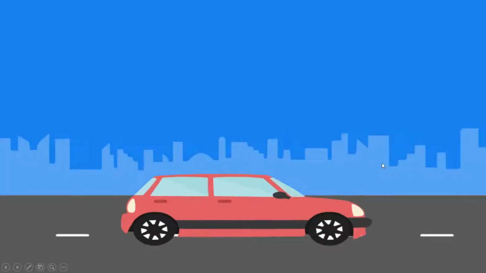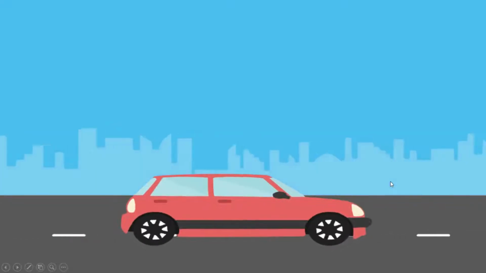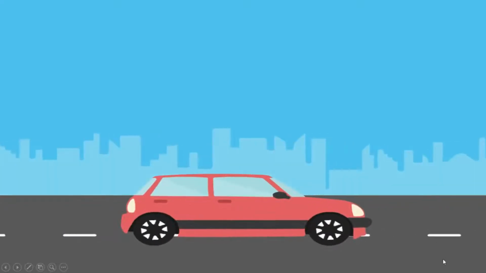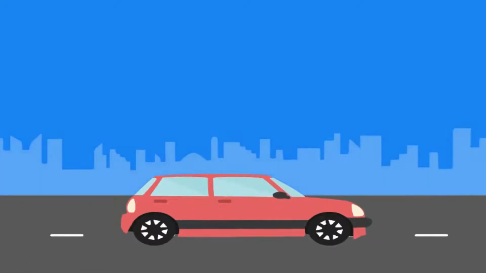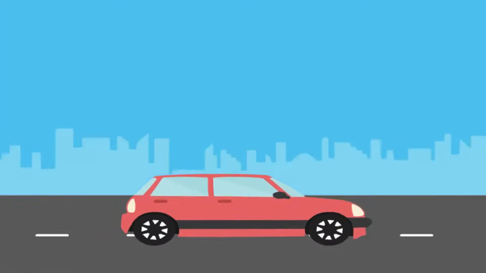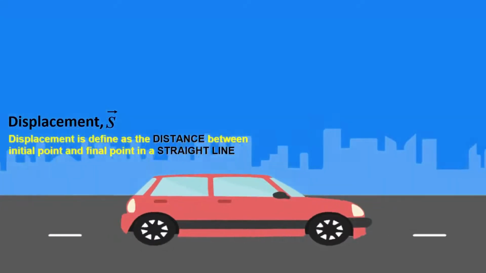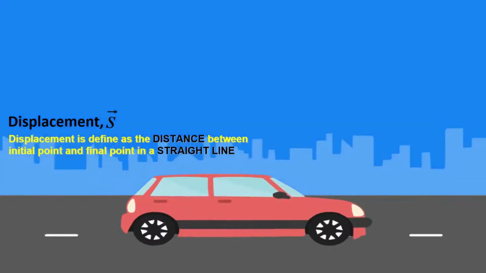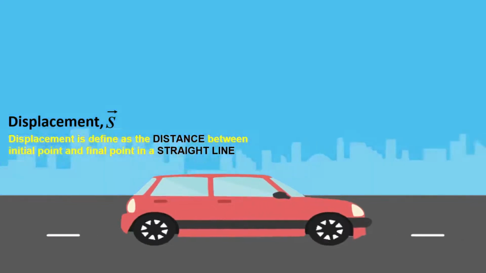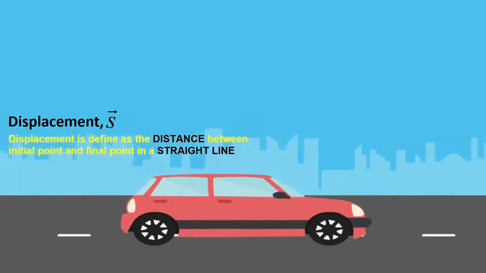In linear motion, for example, this moving car. When the car starts moving from one point to another point, it will have a displacement. So we define the displacement as the distance between initial point and final point in a straight line.